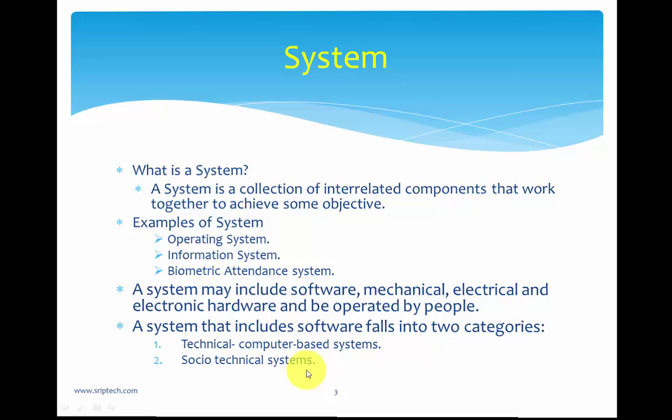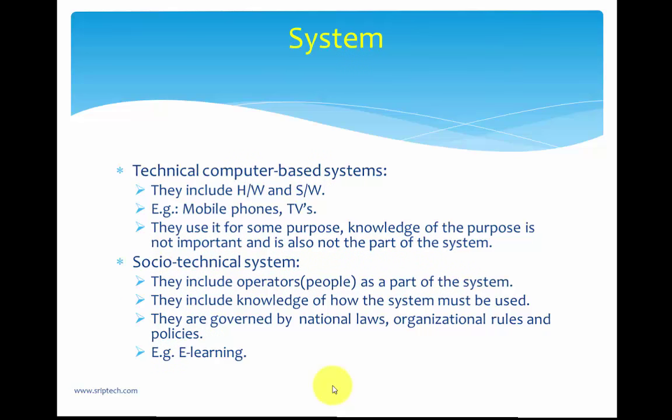Now whenever you think of a system which has got a software component in it, those systems can fall into two categories. The first category is called a technical computer based system, and the second category is called a socio-technical system. So we shall see what exactly these are and how they are going to influence us.